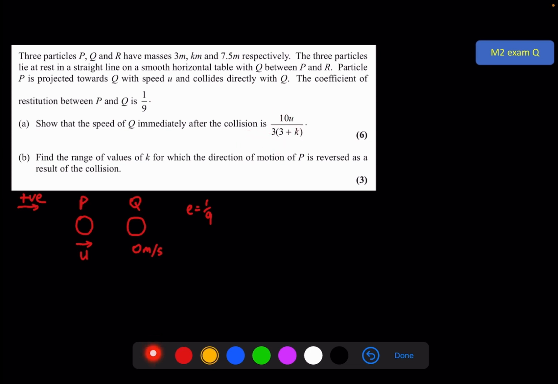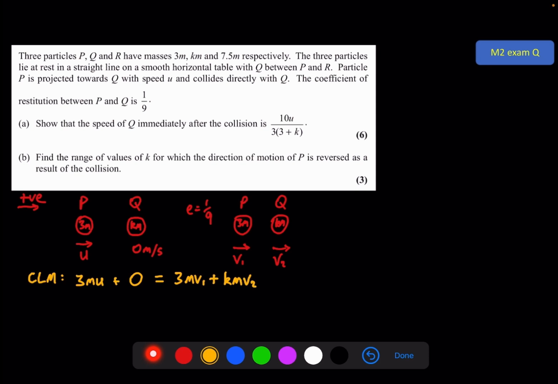So we go through our usual process. We need conservation of linear momentum to form one equation. Here, particle P is 3m, particle Q is km. So we've got 3m times u plus km times 0. And then after the collision, P is still 3m, call this v1. Q is still km, call this v2. So the equation on the right hand side is 3mv1 plus kmv2. Then we can simplify a little bit by cancelling the m's.